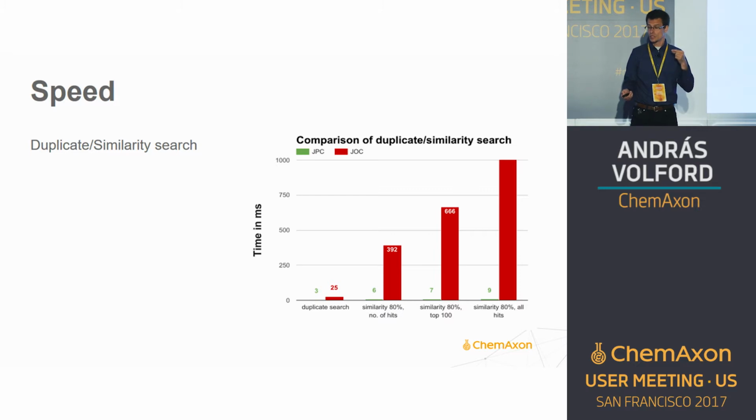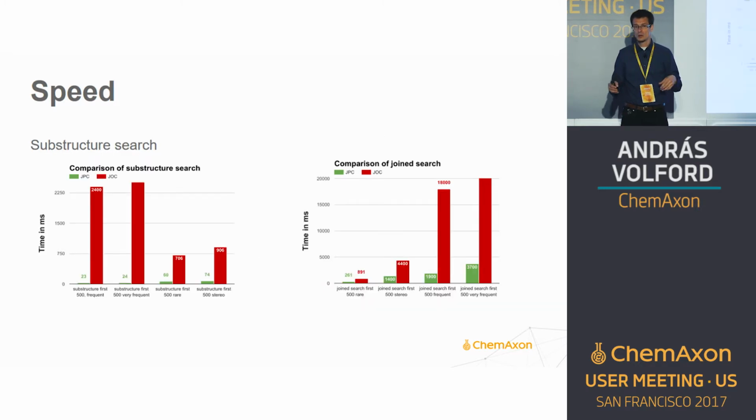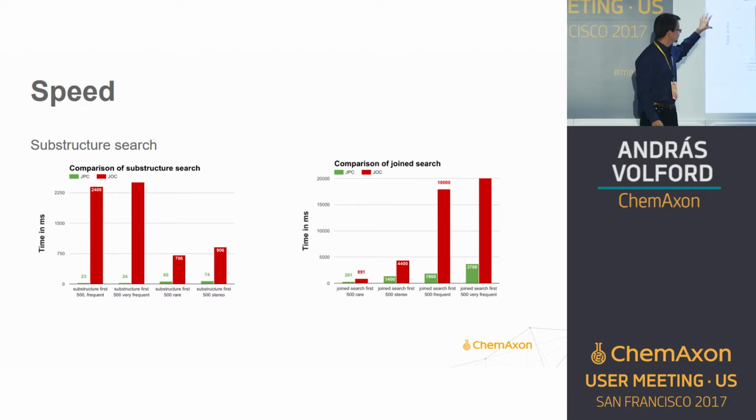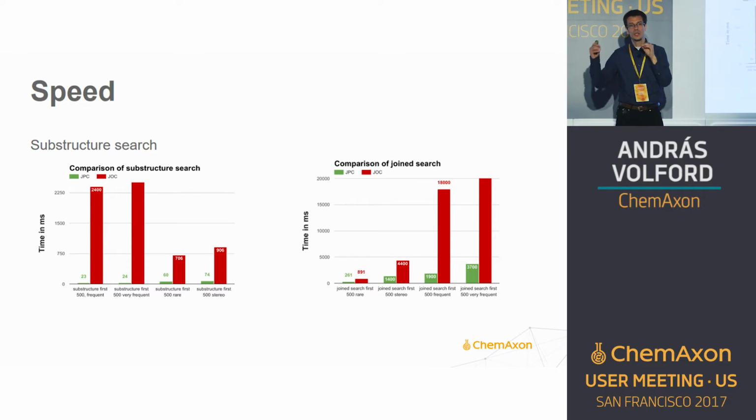What we also implemented is something very similar for substructure search. The left figure is just the substructure search. The right one is substructure search combined with molecular weight, a non-chemical search. So it's a combination of chemical and non-chemical search.